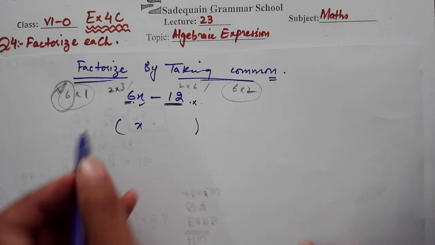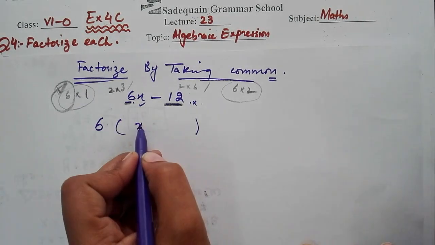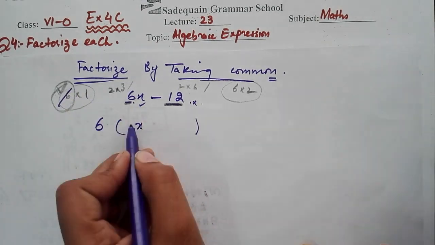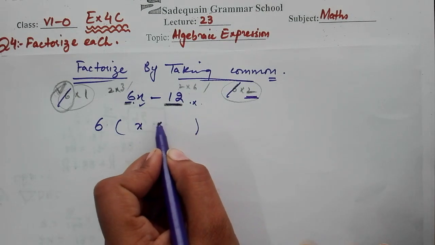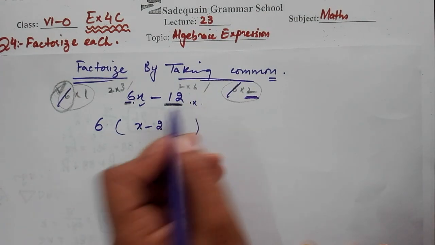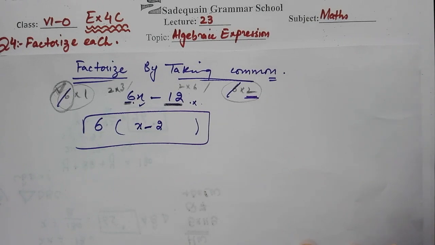So when we take out 6 as common, what is left over here? Here only x is left, okay, and here when we take out 6 as common, what is left? 2. So it will be 2, and because there is no x, it will be x minus 2. So that is how we will factorize.